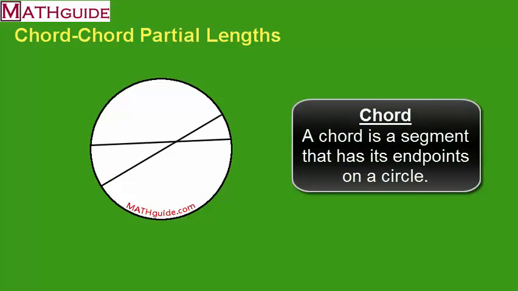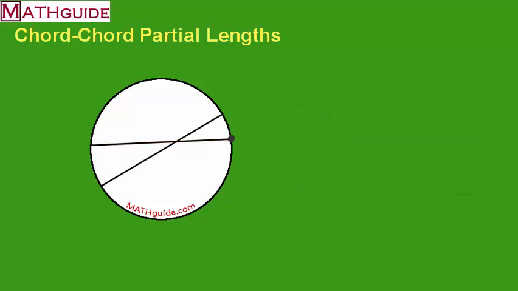Well, as you can see, a chord is a segment, and the segment has its endpoints on the circle. So for instance, this chord right here has one endpoint here, another endpoint here. Since both of its endpoints are on the circle, we call that a chord. Okay, so you can see that there are two chords that are intersecting. In other words, they're crossing right here.